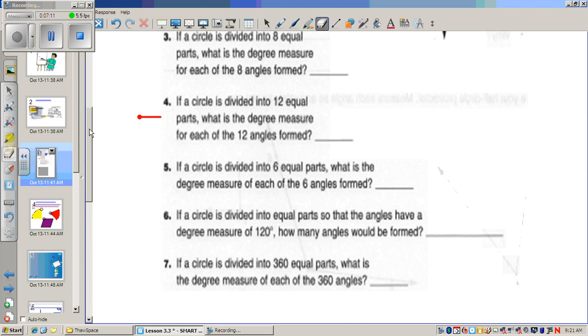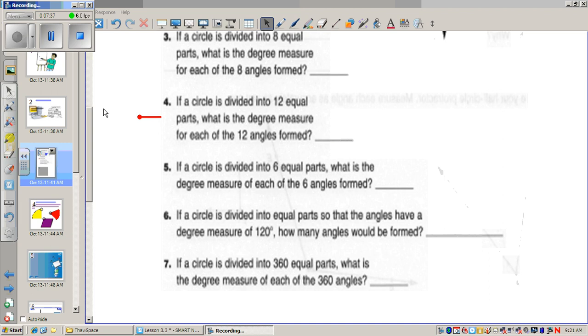If a circle is divided into equal parts so that the angles have a degree measure of 120, how many angles would be formed? And finally, it says if a circle is divided into 360 equal parts, what is the degree measure of each of the 360 angles? I want you to think about it.